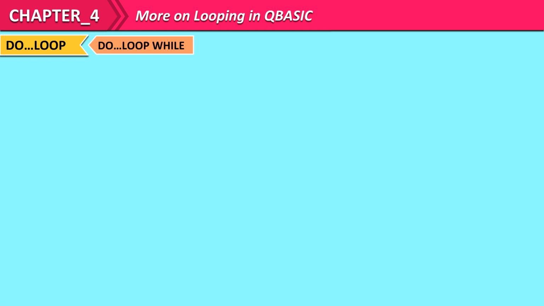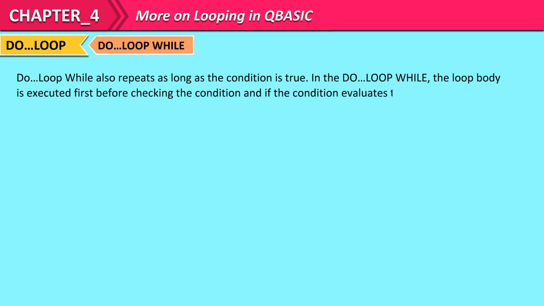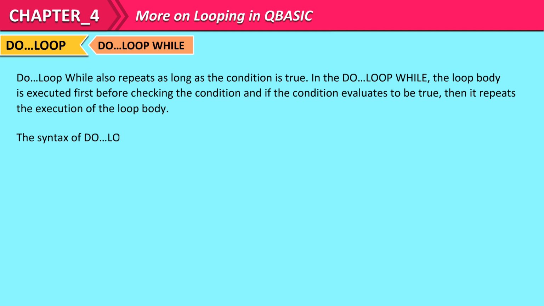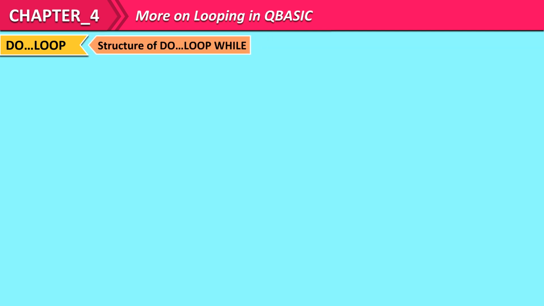Do loop while. Do loop while also repeats as long as the condition is true. In the do loop while, the loop body is executed first before checking the condition, and if the condition evaluates to be true, then it repeats the execution of the loop body. The syntax of do loop while is: do, executable statements, loop while test condition.